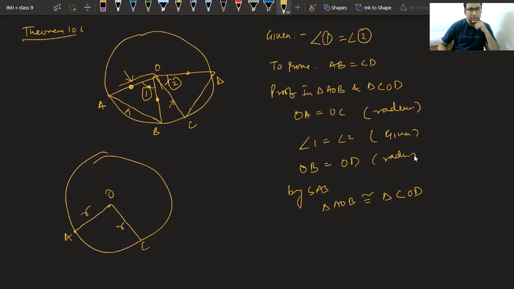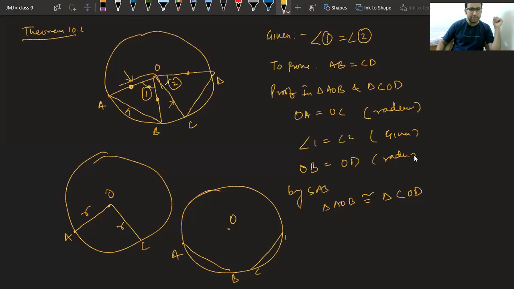Moksh? OC. Okay. No, you don't have to say anything to this shape, beta. I have not joined them. They are separate triangles. We have this O. We have two chords, AB and CD. What the theorem is saying is, if two chords AB and CD are subtending equal angle at the center, that means the chords are equal. That's it.